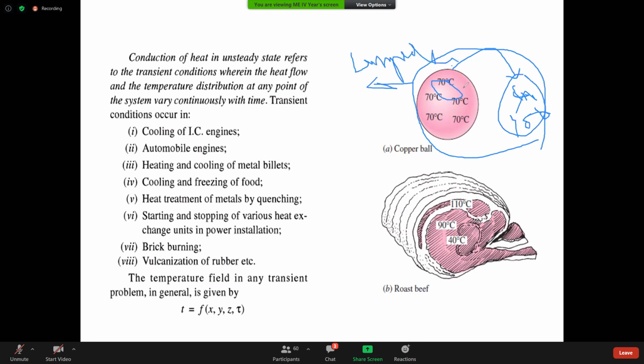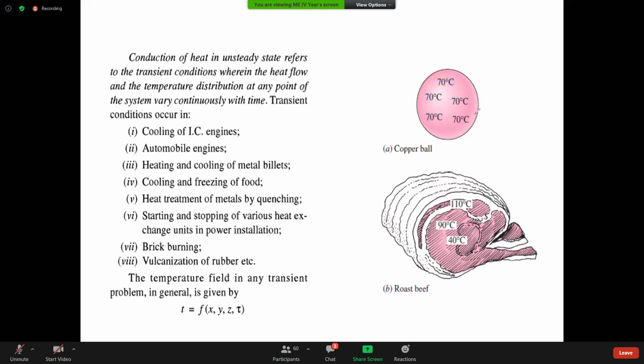When an object is there, that particular object's temperature is maintained initially at 70 degrees centigrade. After 1 hour, I measure the temperature. It is maintained at 40 degrees centigrade everywhere, at the same positions, the same temperature. Then I have to go for the lumped analysis or lumped heat capacitance. This is one situation. Right?